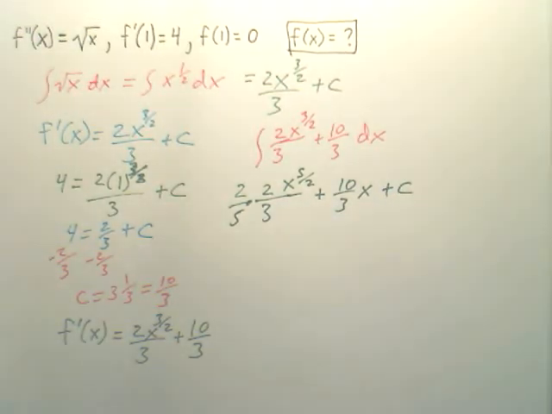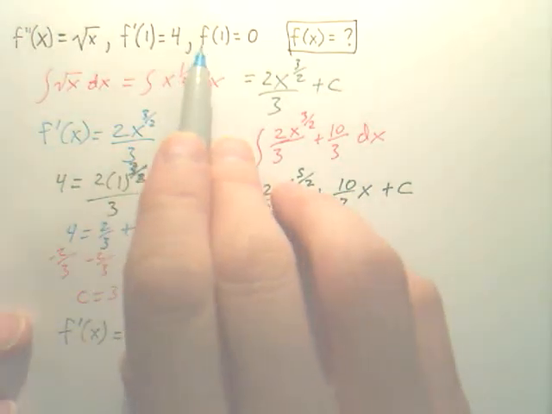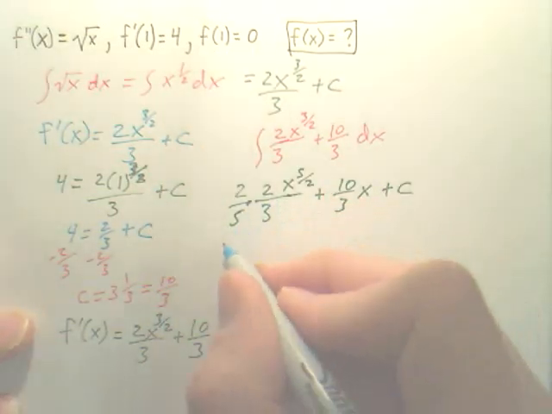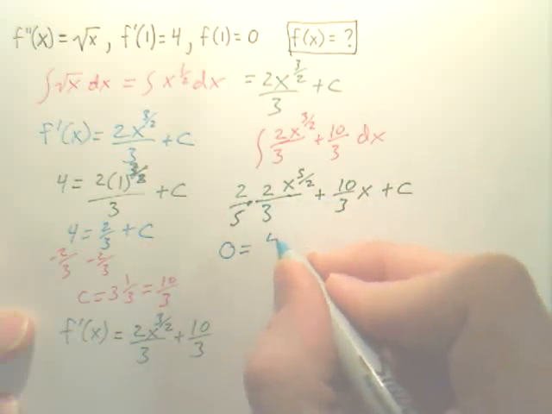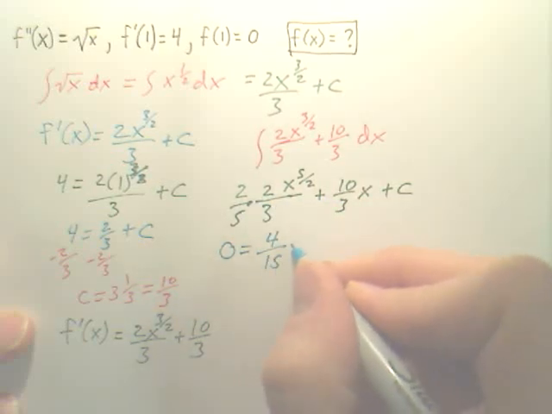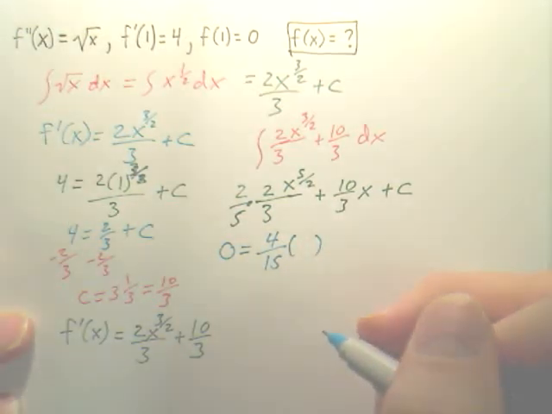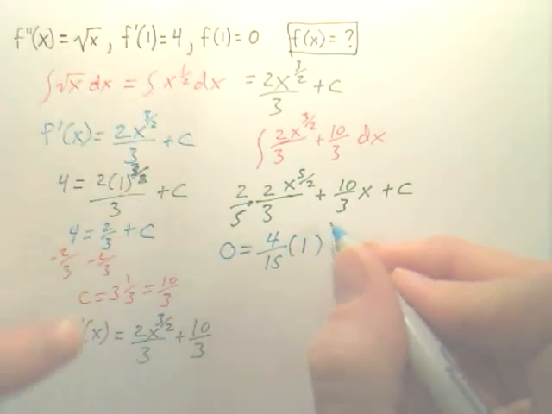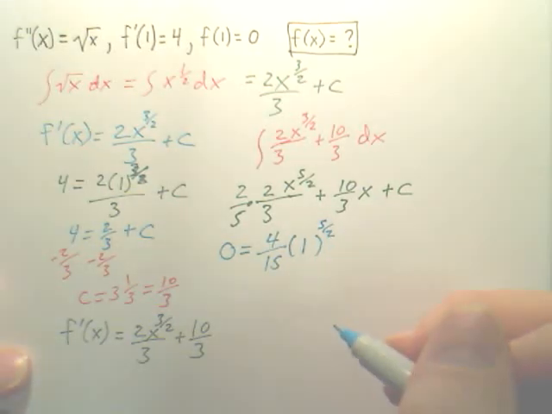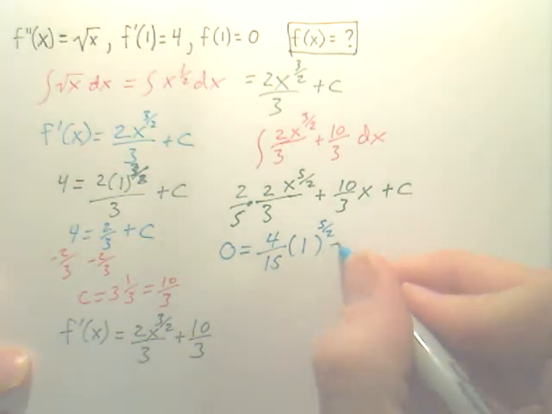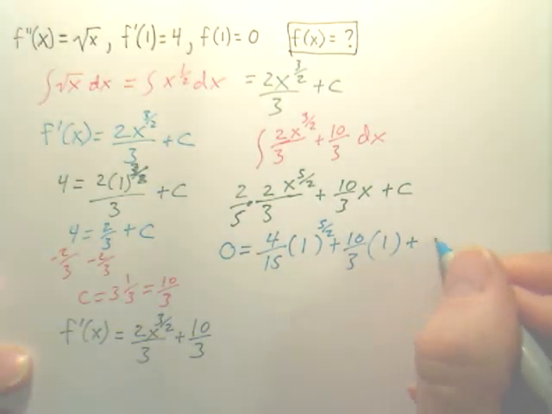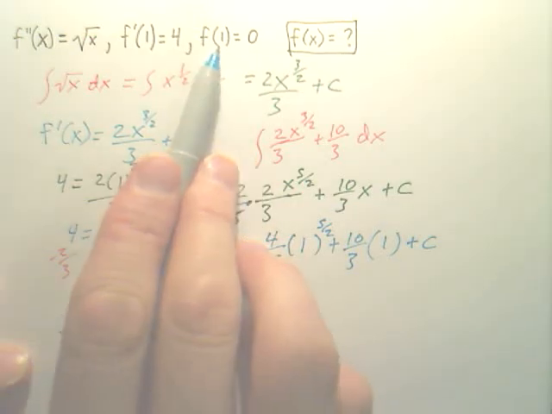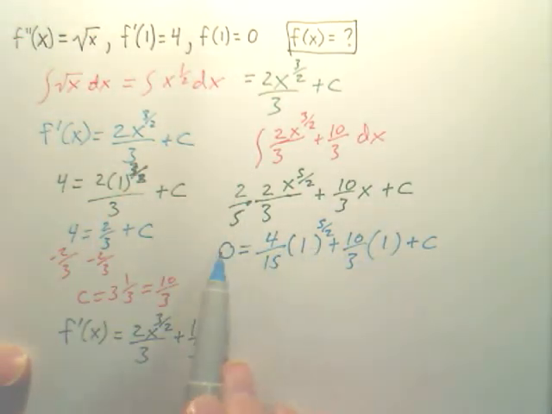That's f of x. But are we asking for a general solution? No, we're asking specifically, here's my information. So technically, 0 is my output, equals this, which is 4/15. And what's x? x is 1 to the 5/2 plus 10/3, and x again is 1, plus c. Again, my output is 0 and my input is 1.